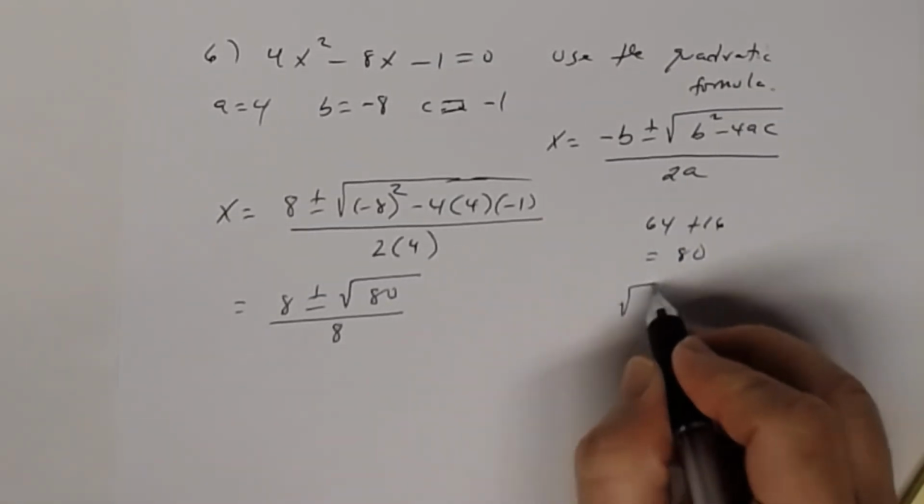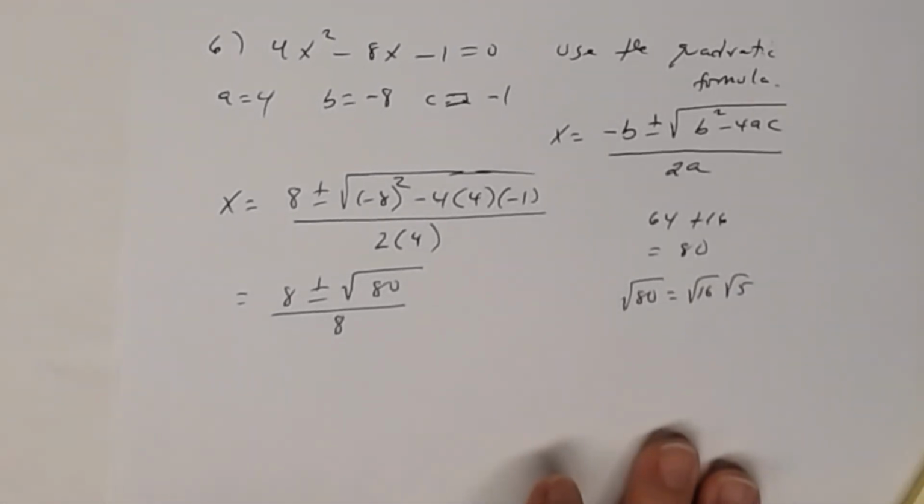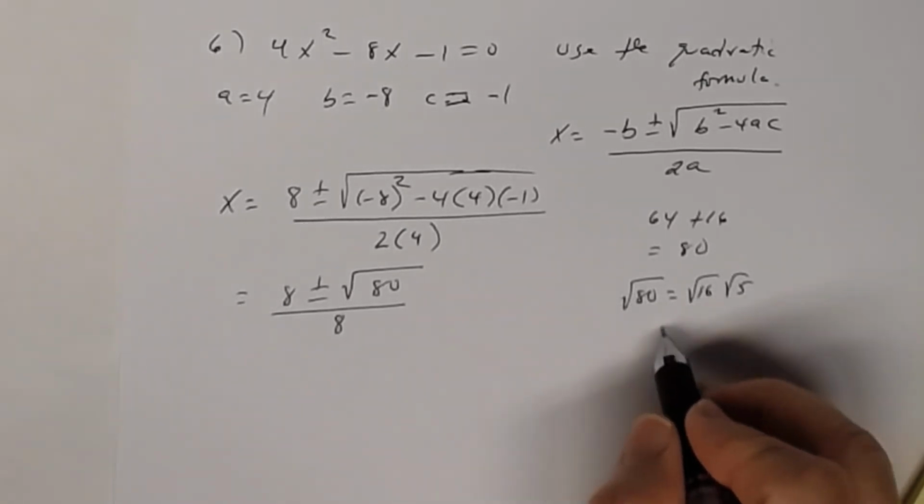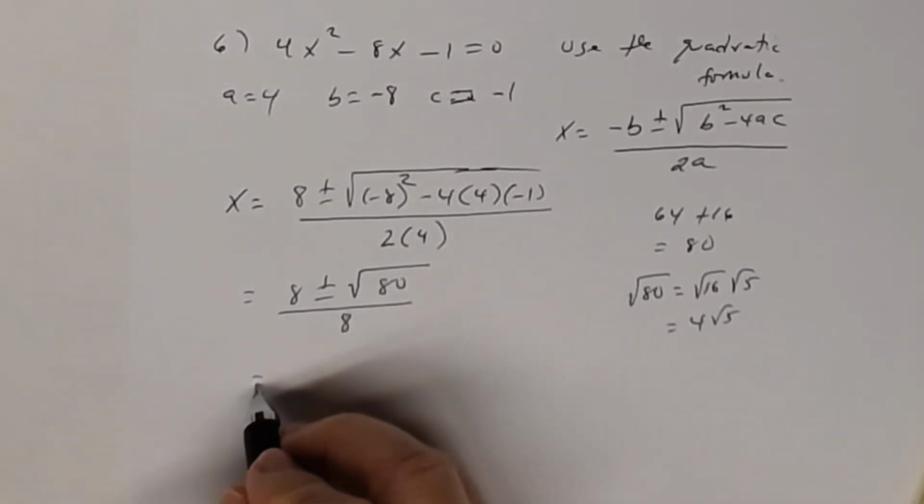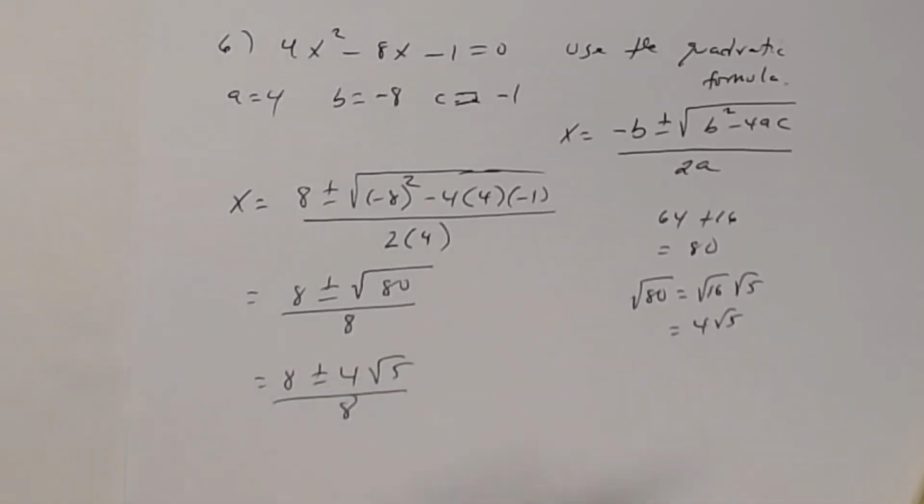So in other words, the square root of 80 will be the square root of 16 times the square root of 5, right? Because 16 times 5 is 80. And the square root of 16 is 4, so I get 4 square root of 5. And that's what's going to go here. So I get 8 plus or minus 4 square root of 5 divided by 8.